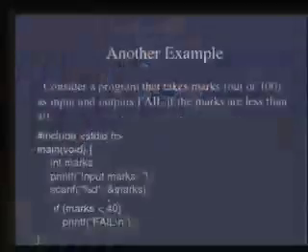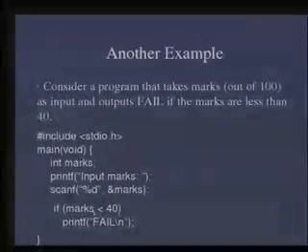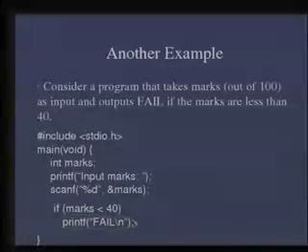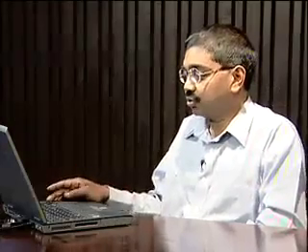So when this program executes, we read the value of marks, and if the value of marks is less than 40, then this printf statement executes and fail is printed on the output. But if the marks are 40 or more, then nothing happens. No print statement is executed, and therefore there is no output from the program in that case. So that's probably not what we wanted.